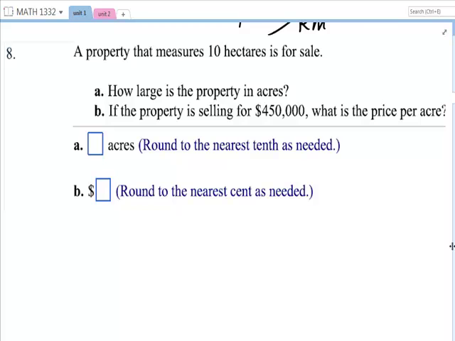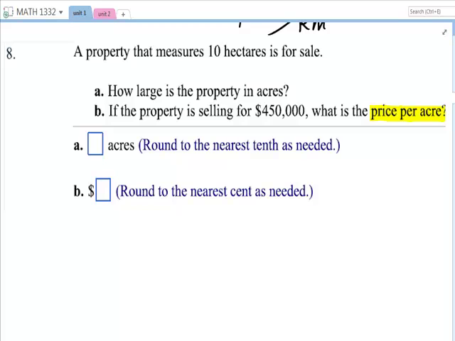It says, a property that measures 10 hectares is for sale. How large is the property in acres? If the property is selling for $450,000, what is the price per acre? And if you pay attention to questions, you'll know what to put on top and what to put on bottom to do the final part of the problem. All right, let's look at the first one.